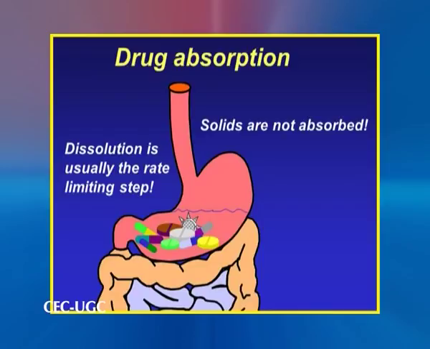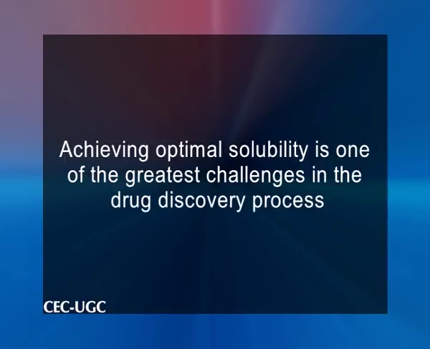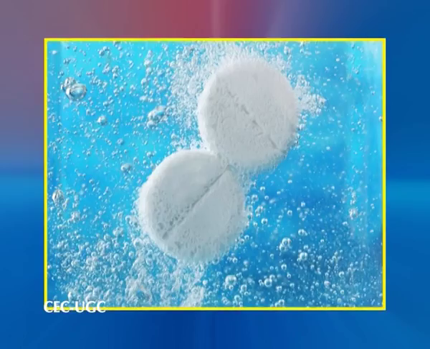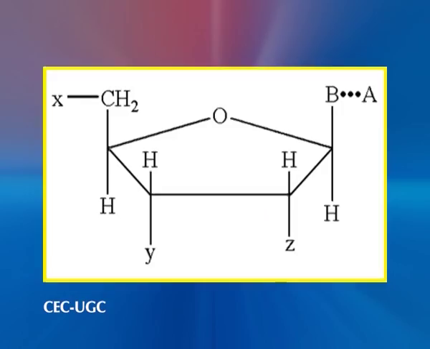Dissolution of the drug molecule from the dosage form may be a rate-limiting step to absorption. In fact, achieving optimal solubility is one of the greatest challenges in the drug discovery process. It has been reported that more than 30% of drug discovery compounds have poor aqueous solubility. Prodrugs are an alternative way to increase the aqueous solubility of the parent drug molecule by improving the dissolution rate via an attached ionizable or polar neutral group such as phosphates, amino acids, or sugar moieties.